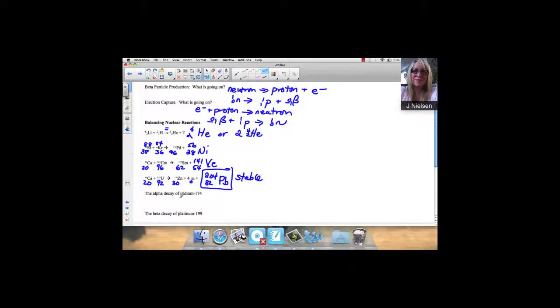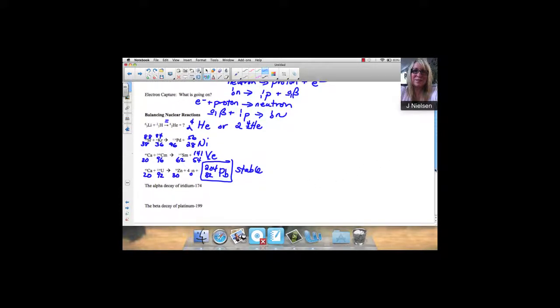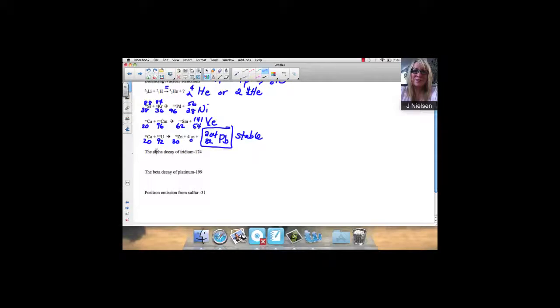Sometimes you'll see it written like this, alpha decay of iridium 174, so that's Ir 174, and the atomic number of iridium is 77. It's telling you it's undergoing alpha decay, so it's releasing an alpha particle. So this is going to be 170 and 75, which is Re.